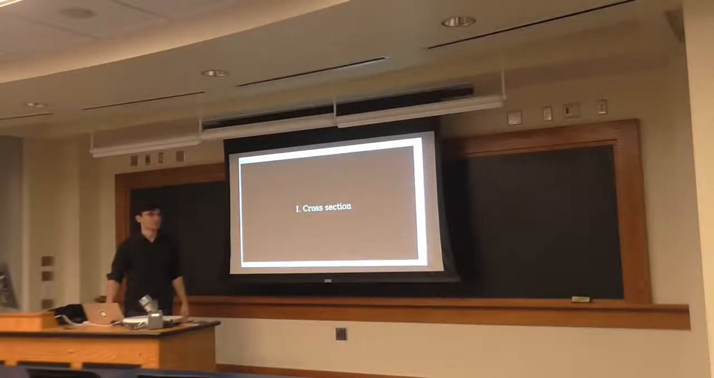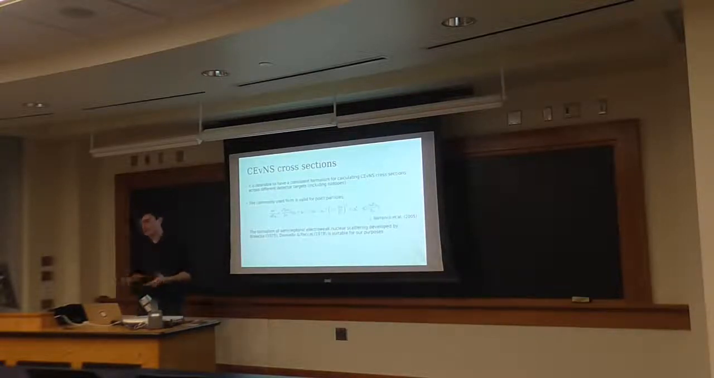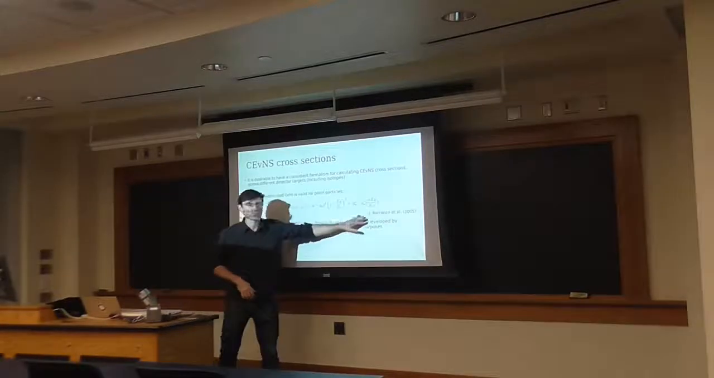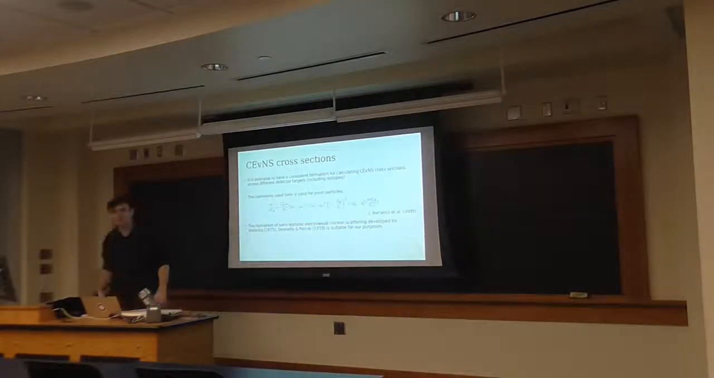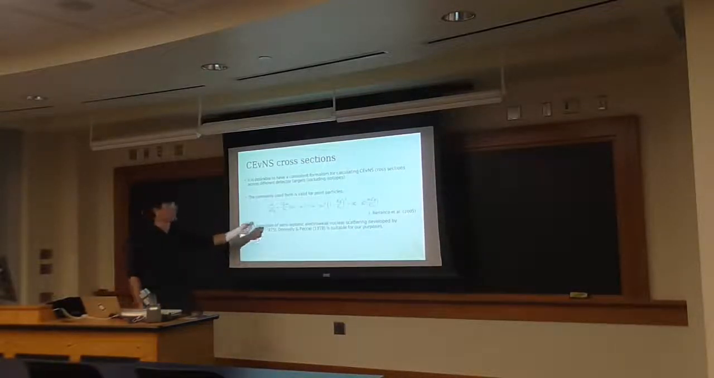So, starting with the cross section. It'd be nice to have a single consistent formalism where we can calculate the cross section across all different isotopes, accounting for different spin effects. The commonly used form, I put the citation in Bronco. I don't know who originally wrote it in this form, but a lot of people cite Bronco for this form. That's valid for point particles. You can throw in a form factor and you'll get a very good answer. But I want to be able to consistently extend this to include the fact that the nucleus is not a point.